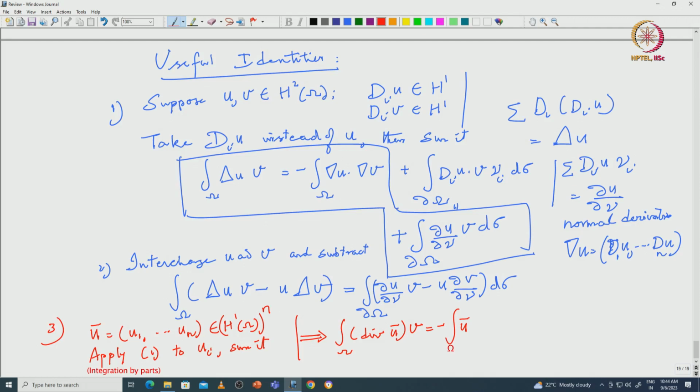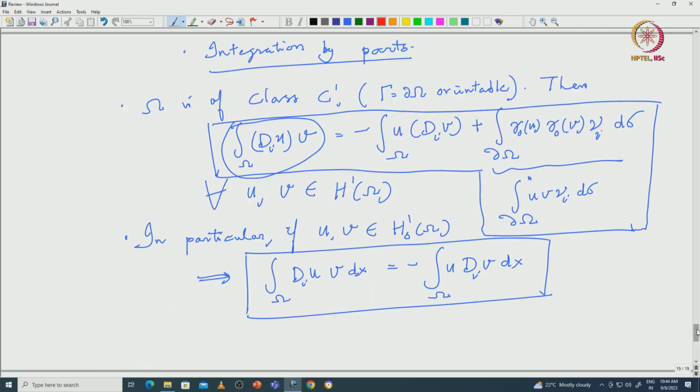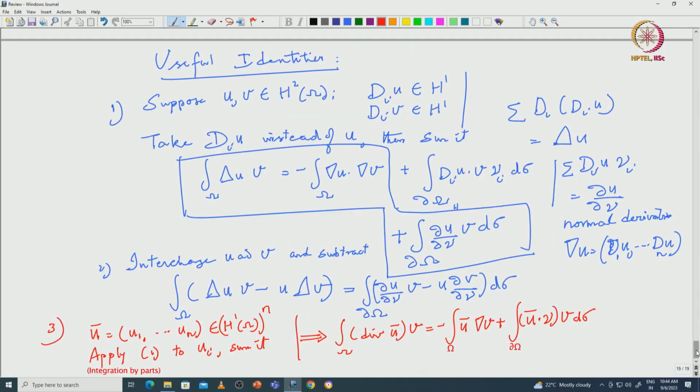is equal to minus the integral of u bar dot gradient of v, plus, when you sum the ui vi terms, the integral of u bar dot nu times v d sigma. Okay, so that is correct. So you see, you have one more formula useful in Stokes systems.